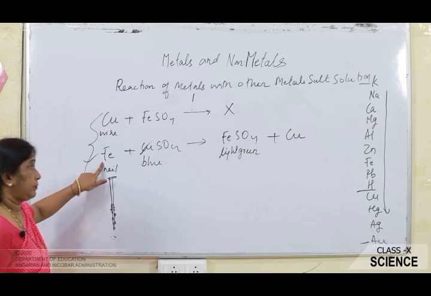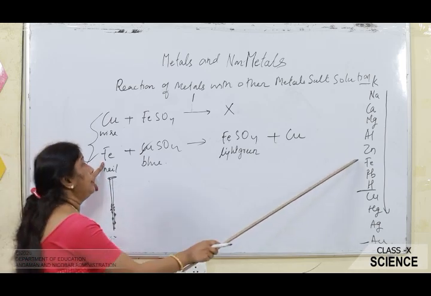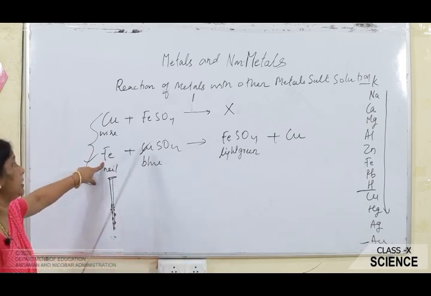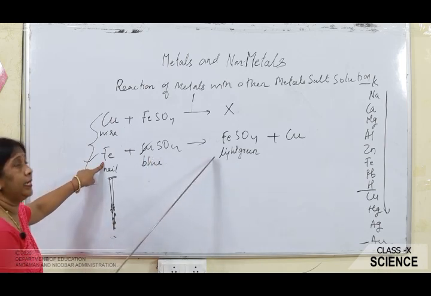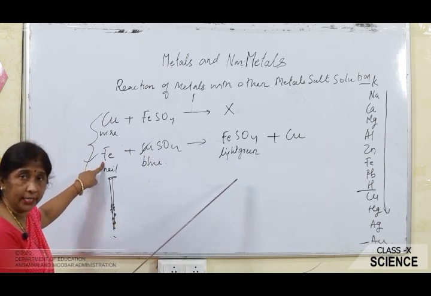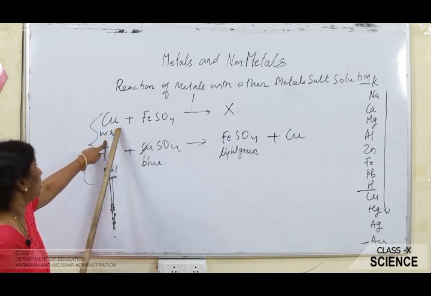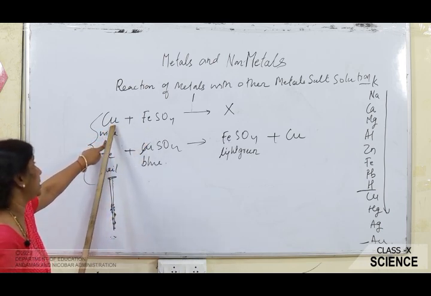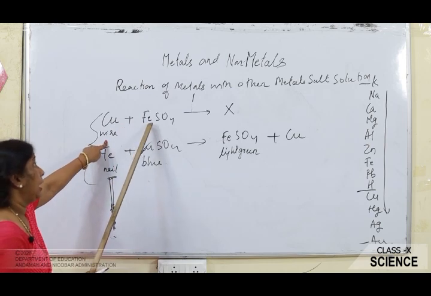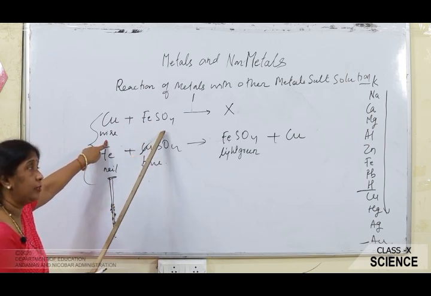Because iron is more reactive than copper, iron is able to displace copper from its sulphate form and form ferrous sulphate. But what about this case? See here, in this case copper and iron: copper is present as a metal, whereas iron is present in its sulphate form.